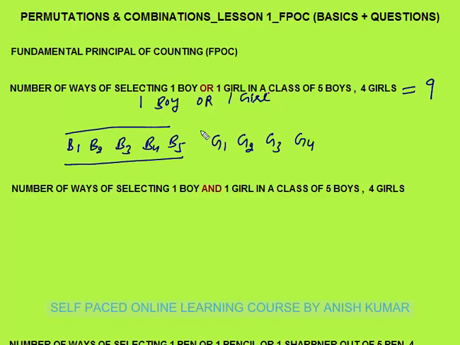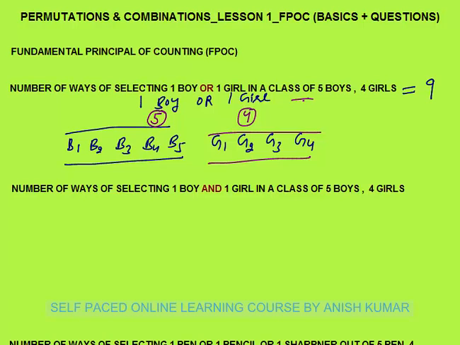How many ways can I select one boy out of 5 boys? B1, B2, B3, B4 and B5. I can select one boy in 5 ways. I can select either one of 5. I can select B1 or B2 or B3 or B4 or B5. 5 ways. I can select one girl out of these 4 girls in how many ways? 4 ways. I can select G1 or G2 or G3 or G4.